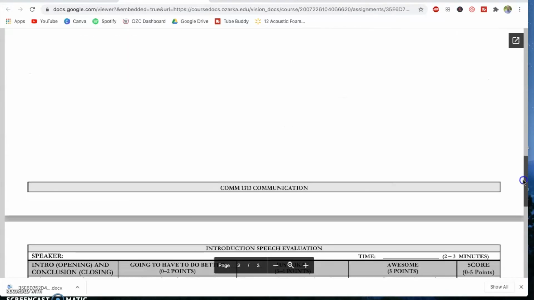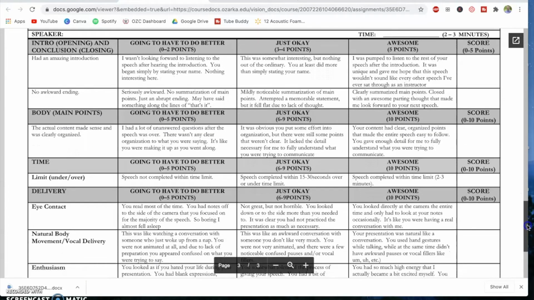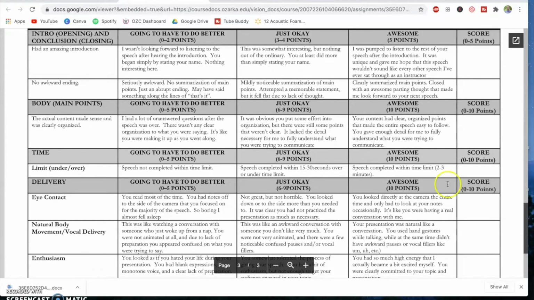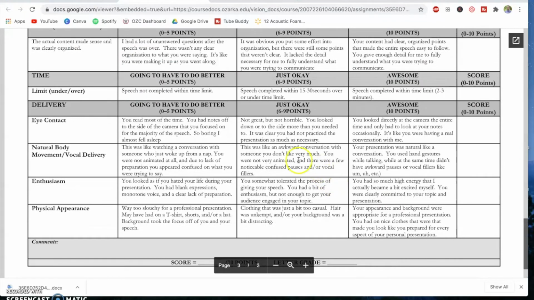Now, let's look at the rubric because this is pretty important. This is what I'm going to grade you on. So, you have your introduction and conclusion, 5 points each, and it breaks down what I'm looking for in each one of those. I'm not going to read this to you because you need to read this yourself. What I'm looking for in the body of your speech, points for a time limit, then eye contact, natural body movement, enthusiasm, and physical appearance. Make sure you read this very closely as well.